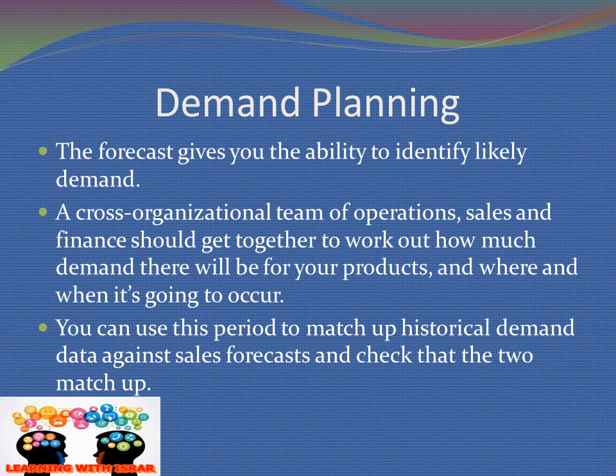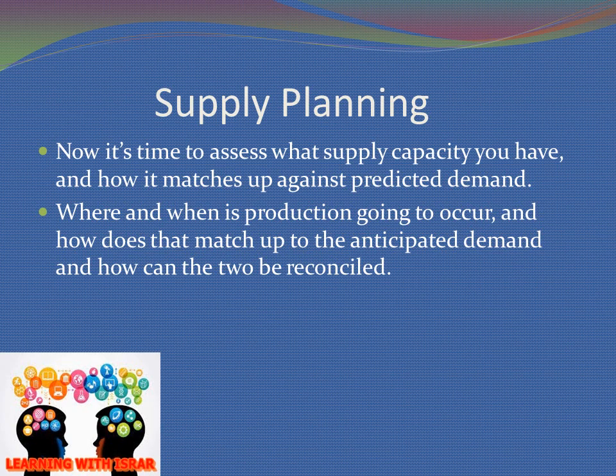So when we are planning demand, we analyze our past data and the future data, and then we synchronize or align these things to make the demand plan. After demand planning, we go to the other side, which is supply planning. It is time to assess what supply capacity you have and how it matches up against predicted demand, where and when production is going to occur, how that matches up to the anticipated demand, and how the two can be reconciled.